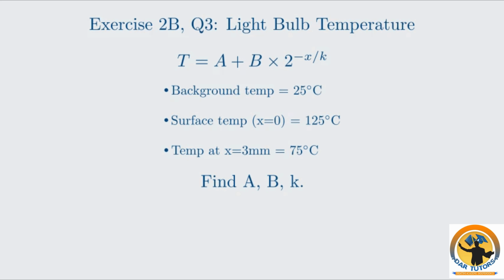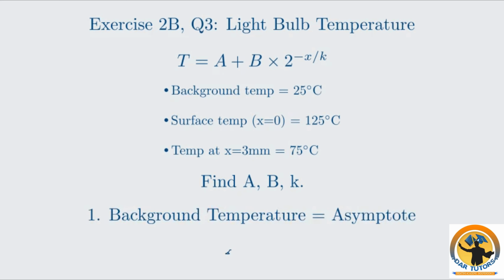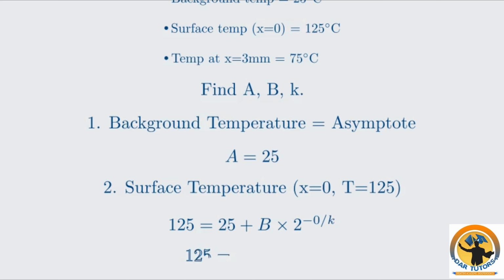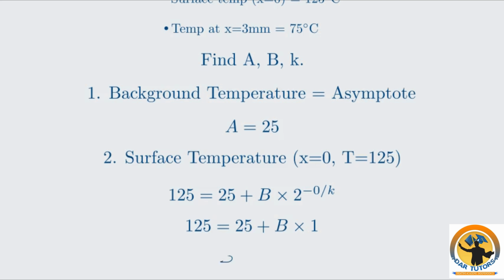Let's use the information to form equations. First, the background temperature. The background temperature is the horizontal asymptote, which is the constant A in our model. So A equals 25. Next, the surface temperature. The surface is at a distance of x equals 0. We substitute x equals 0 and T equals 125 into our model. This gives us 125 equals 25 plus B times 2 to the power of 0. Since 2 to the power of 0 is 1, we have 125 equals 25 plus B. Solving for B, we get B equals 100.